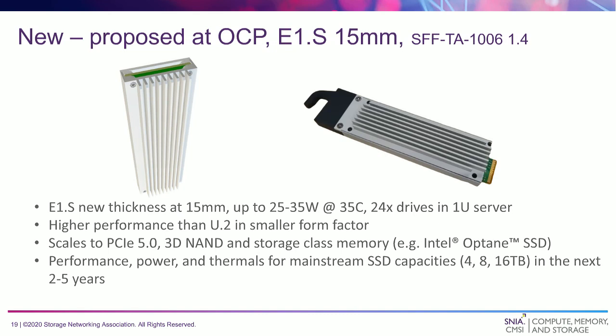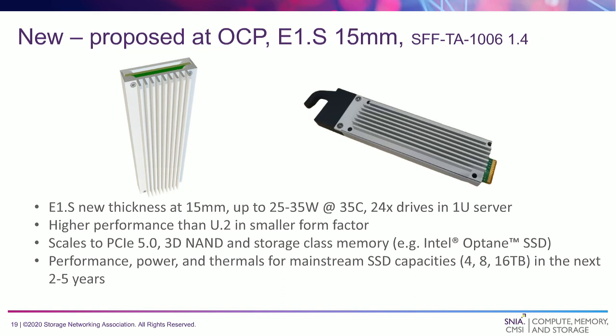And you can imagine if you have a 9.5mm E1.S, you can fit 32 to 36 of those devices across the front of a 1U. With 15mm, with a standard pitch, you can fit 24 devices across the front of a 1U, which is 2.4x the amount of I/O you can do with U.2 by using the drives horizontally in a 1U. So it's significantly higher I/O performance in a 1U server.